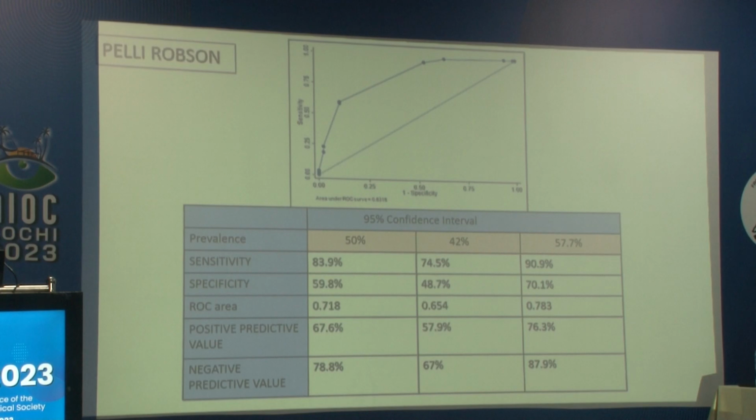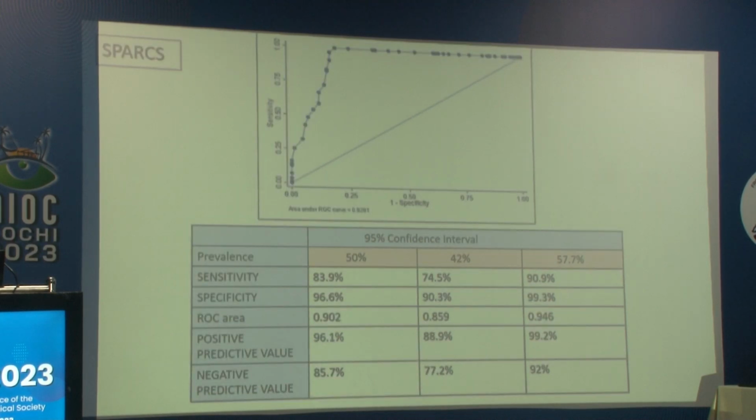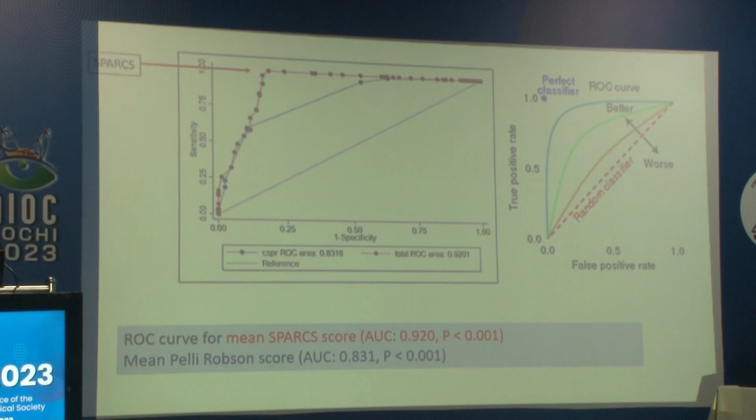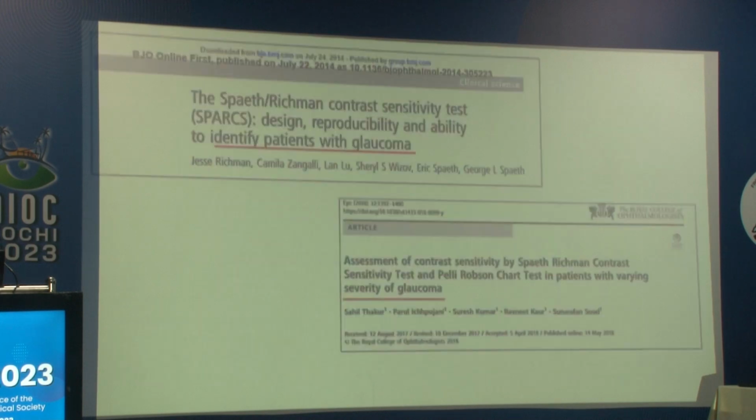On plotting an ROC curve for Pelli-Robson, it had a sensitivity of 83.9 and specificity of 59.8. Similarly, plotting an ROC curve for Spaeth at a cutoff of 70 had a sensitivity of 83.9 and specificity of 96.6. On comparing the ROC curve for Spaeth and Pelli-Robson based on perfect classifier, the Spaeth was much nearer to the upper left quadrant, indicating a better performance.